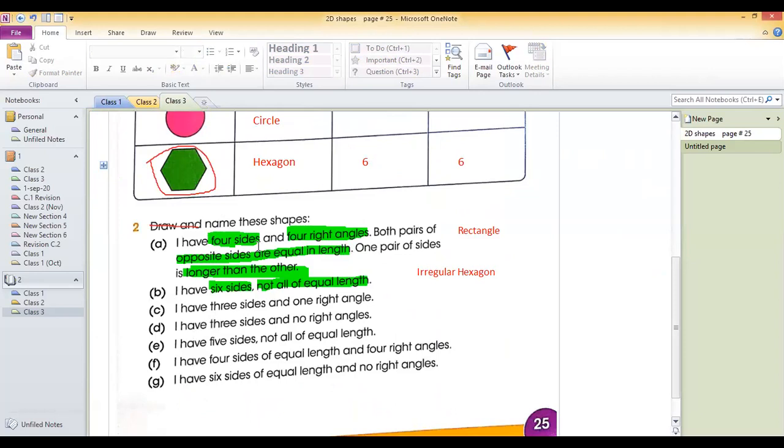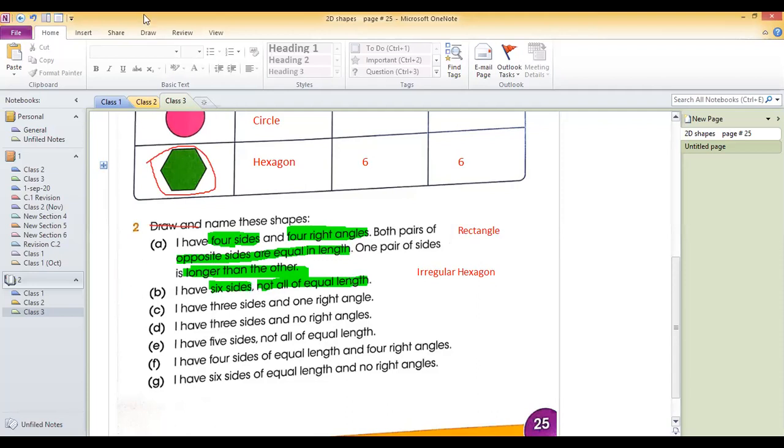This was, I have four sides, four right angles, and because opposite sides are equal, that's why it is a rectangle. And I have six sides, not all of equal length. So six sides, only the hexagon is a 2D shape which has six sides, and because the sides are not equal, that's why it is irregular.